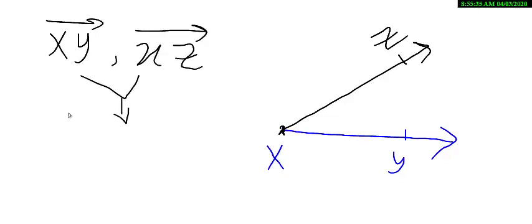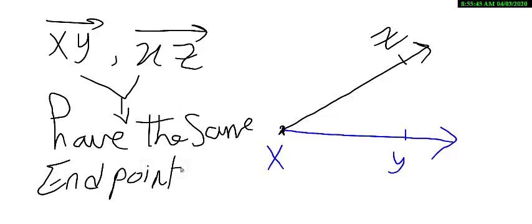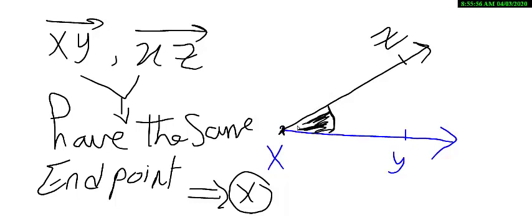Both have the same end point, which is X. So this X is the vertex of the angle. The angle formed here, which is highlighted in black, is formed by the union of XY and XZ. The union of two rays with the same end point, which is X, forms what we call the angle.